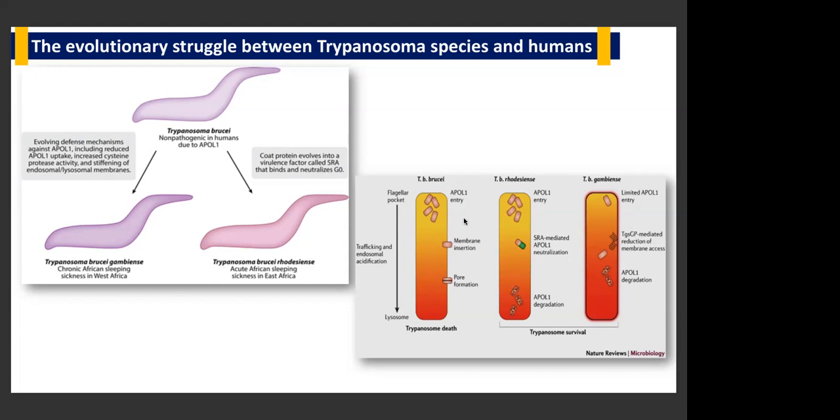Trypanosoma rhodesiense has developed a serum resistance-associated (SRA) protein that reacts with APOL1, starts its degradation, and causes infection in the human being. In gambiense, they have proposed a membrane protein, TgsGP, mediating a reduction in membrane access. The presence of this protein in the trypanosoma reduces the uptake, or entry, of APOL1 into the trypanosoma, and it can cause the infection.